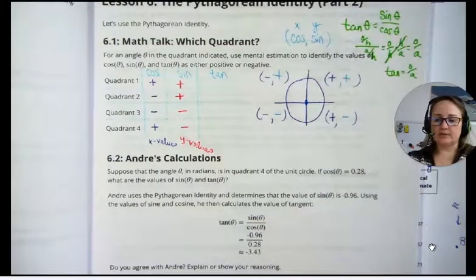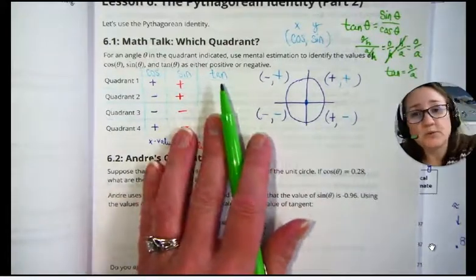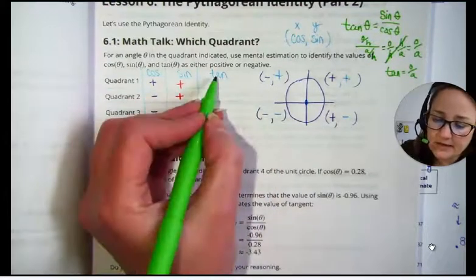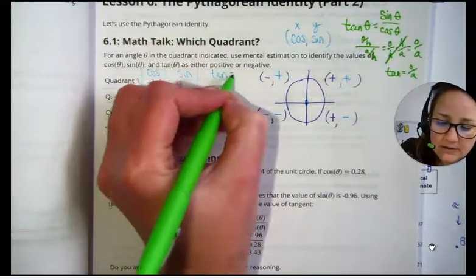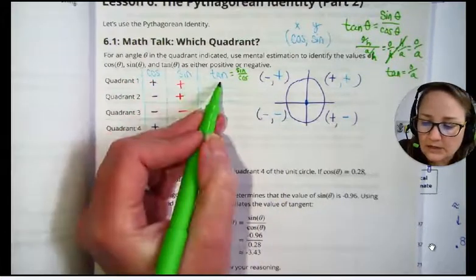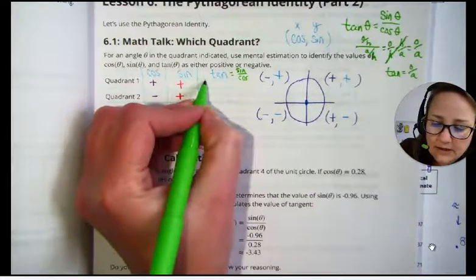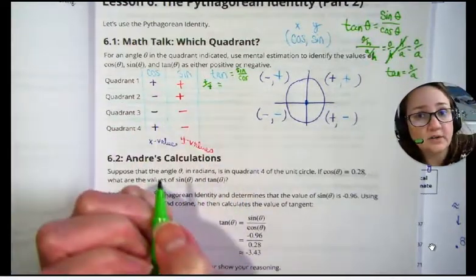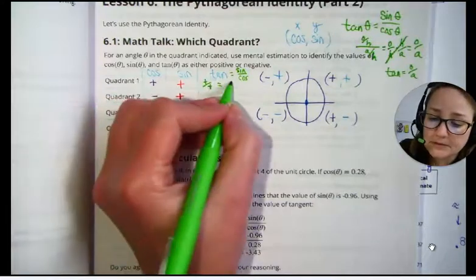So I'm going to think about each of these tangents, and since I only care about the sign of it, whether it's positive or negative, tangent being sine over cosine means here that I have a positive divided by a positive number. Positive divided by positive is a positive.